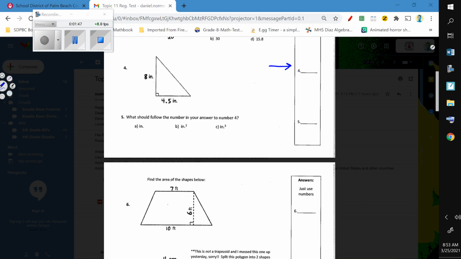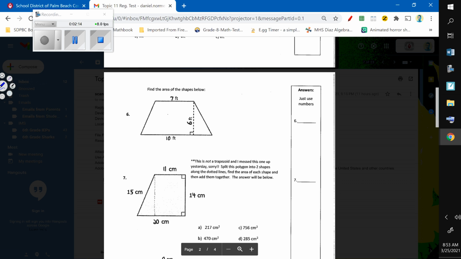Number five goes back to number four, and whatever answer you get, which one of these would you put at the end right here? Would it be A, inches? B, inches to the second power, square inches, or C, inches to the third power. Which one of those would be appropriate? Only one of them is correct.